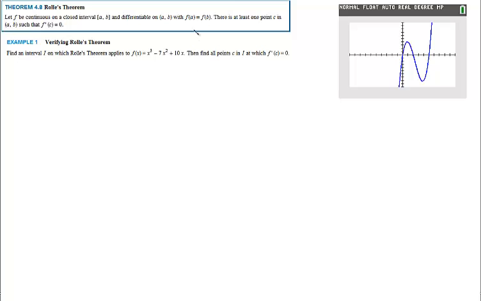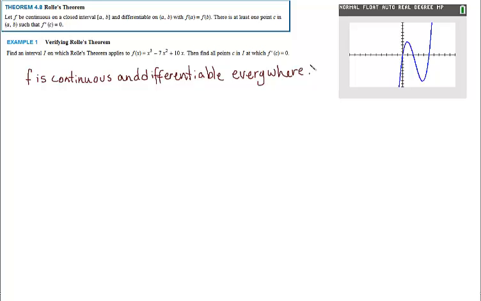So I went ahead and copied Rolle's theorem again for you. Our example 1, we're supposed to find an interval on which Rolle's theorem applies. F is continuous on a closed interval. I'll just go ahead and say f is continuous and differentiable everywhere because it's a polynomial. So I can pick whatever interval I want on this.